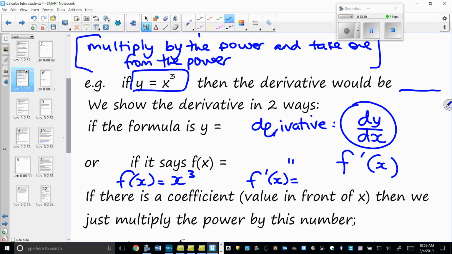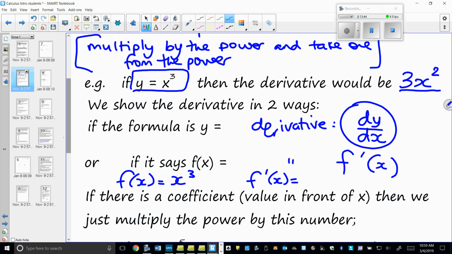Following our rule, the power goes in front. So my power is what number? So that goes into the front bit. Okay, so I would write 3x, and we would take 1 from the power. So taking 1 from that gives us 2. That's it. So that's the answer. The derivative is 3x squared.